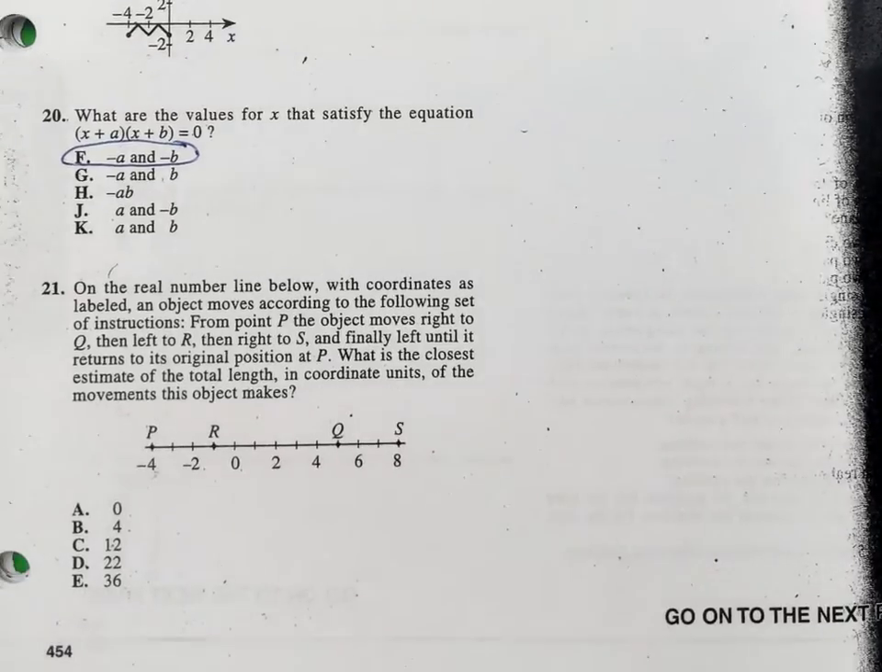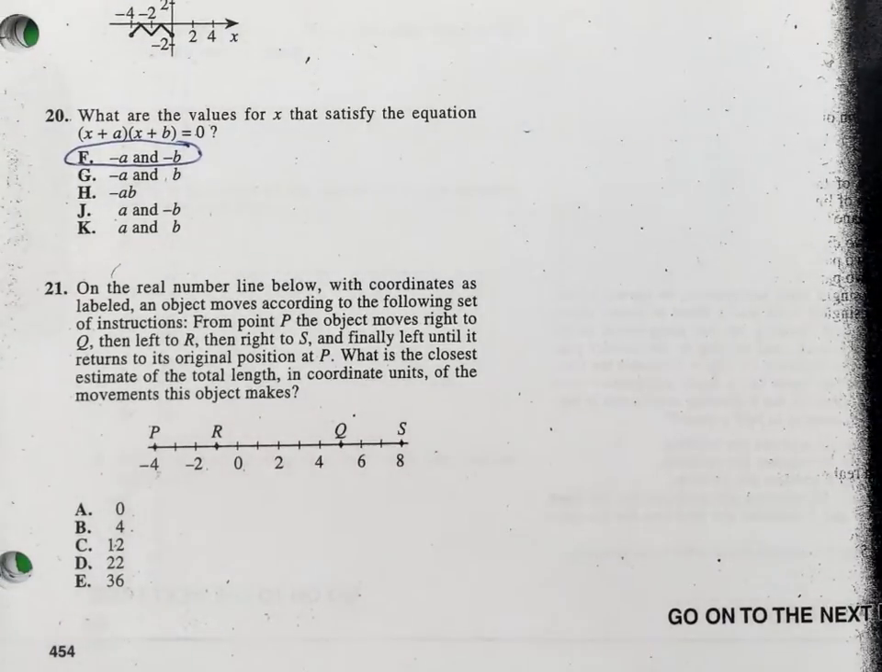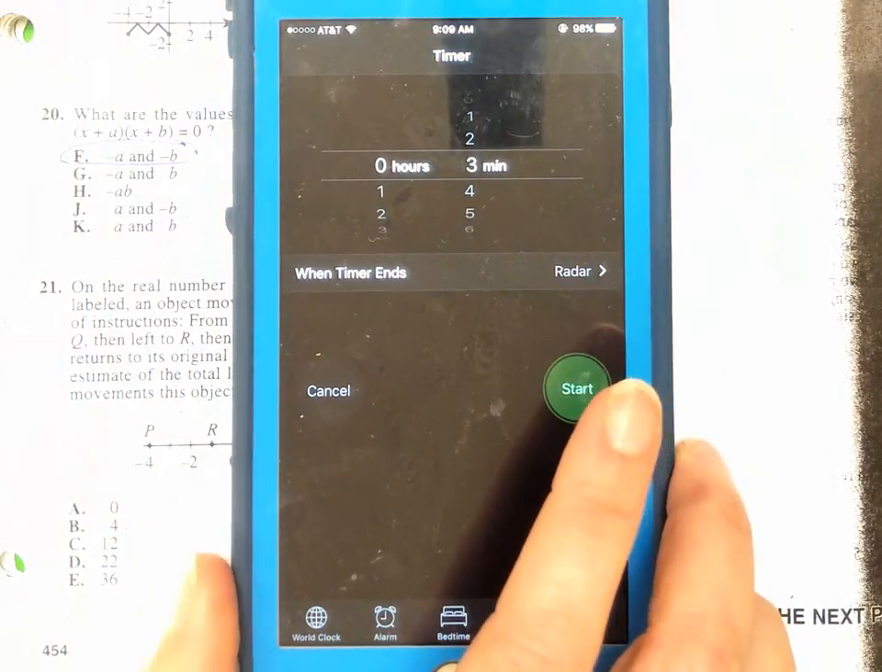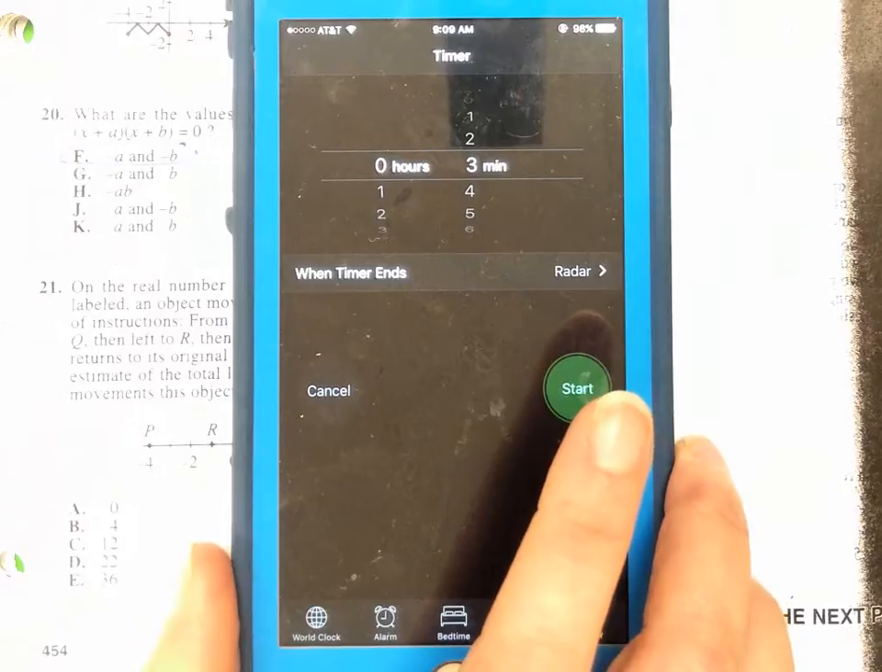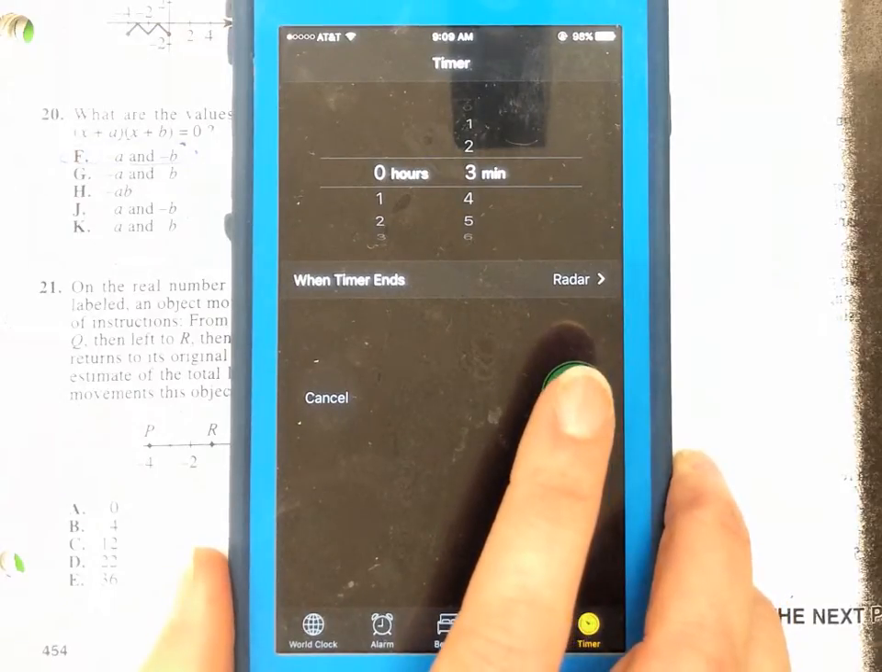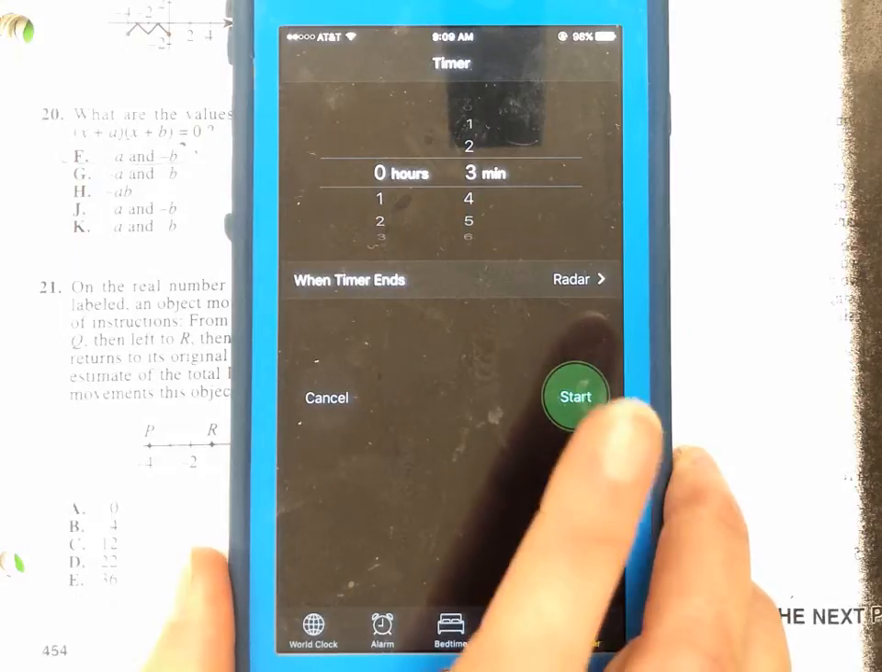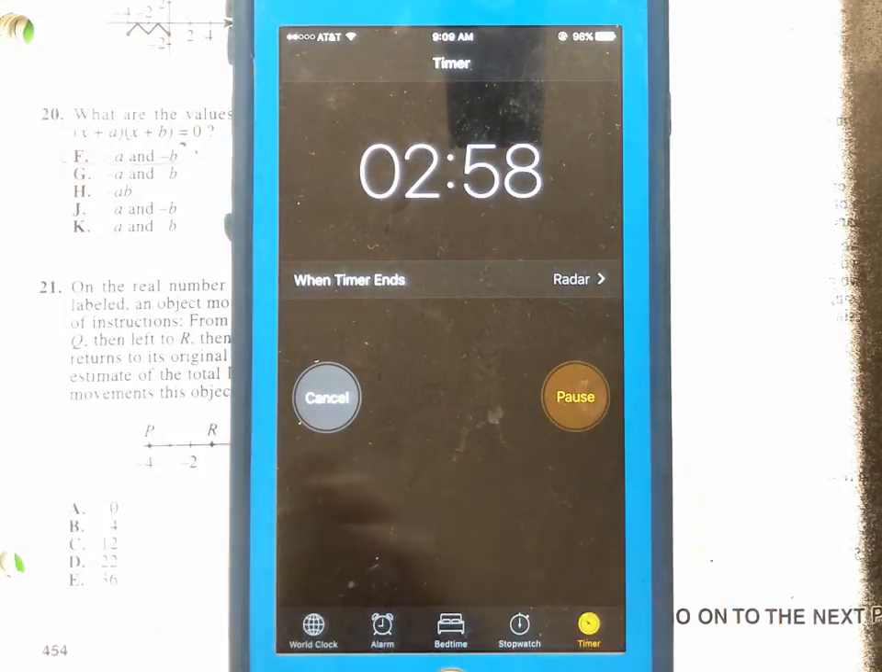Good morning. So 21 through 25. You ready? 21 through 25. And 3, 2, 1, go. Mike, where's your stuff here? Come on, you're one of the first ones in here.